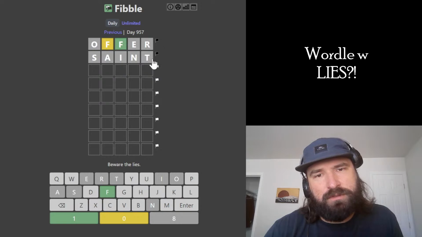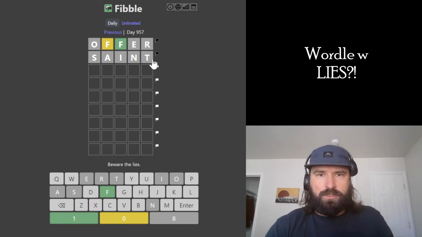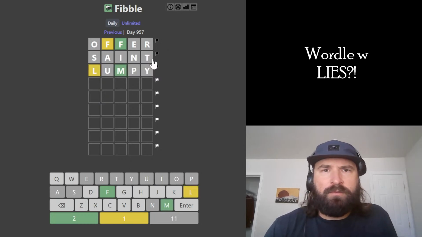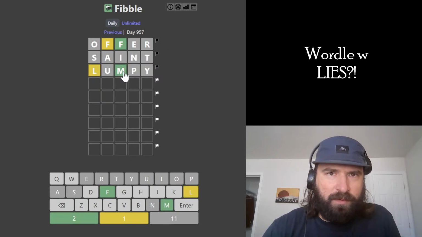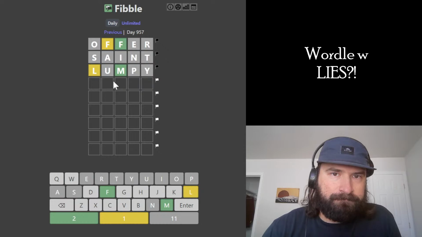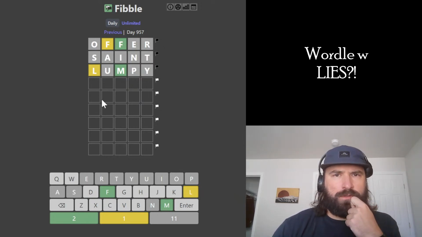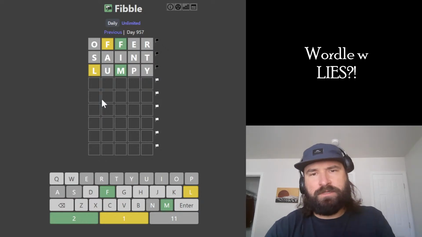So I would like to use 5 unique characters again. I'm going to go Lumpy here. We get 2 letters out of Lumpy, so either M or L is in. They both could be in, it's possible. So I'm tempted to go Flame.